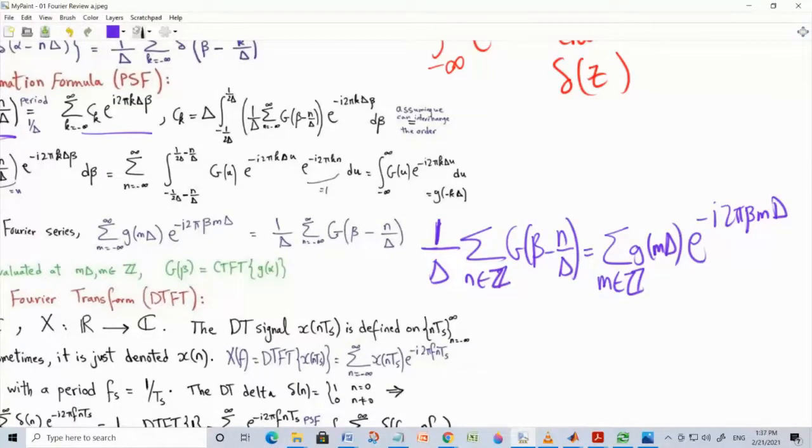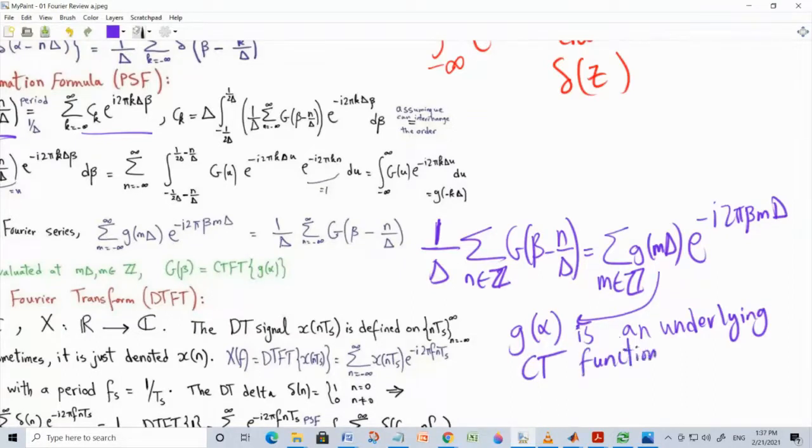And what is the small g and big G? They are basically related through a Fourier transform relationship. So what is going on? What is this thing? Suppose that you have a function g of alpha, an underlying continuous time function. Of course, the variable alpha does not need to be time, but the term that we use is that it's continuous time. It can mean anything, even some abstract variable. So g of alpha is an underlying continuous function.